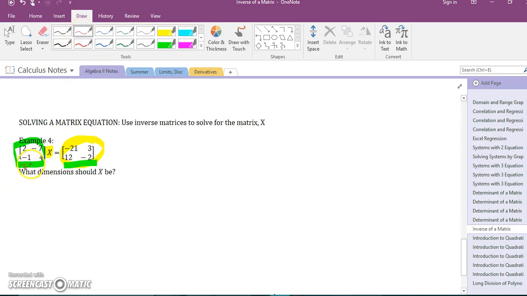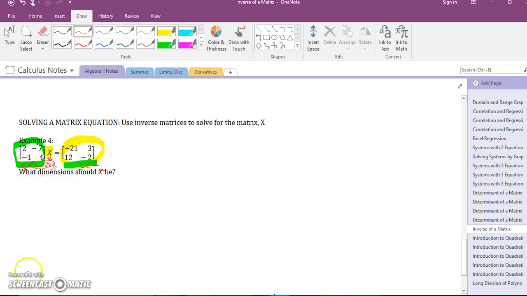So I have a 2 by 2, and I end up with a 2 by 2. It helps if you know what dimensions you're looking for. If I multiply a 2 by 2 by a 2 by 2, I'll end up with a 2 by 2. The inners are the same. The outers give you the final dimensions. So I'm looking at a 2 by 2 matrix.